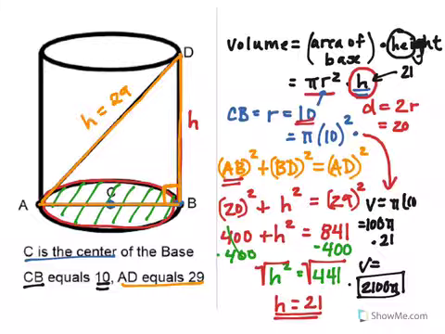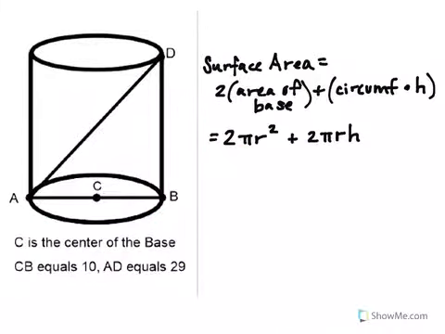And then we can just fill in now for surface area. Well, we have the area of the base. We said that the radius was equal to 10. So now this is just quick plug and chug. We have 2 times pi times the radius, 10, plus 2 times pi times the radius, 10, times the height, 21.